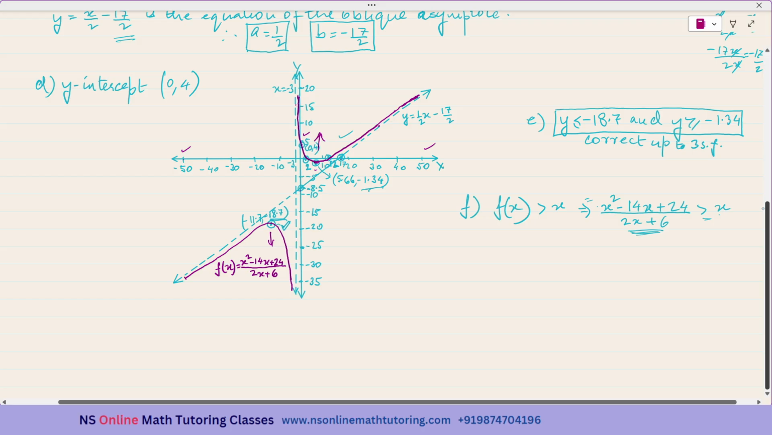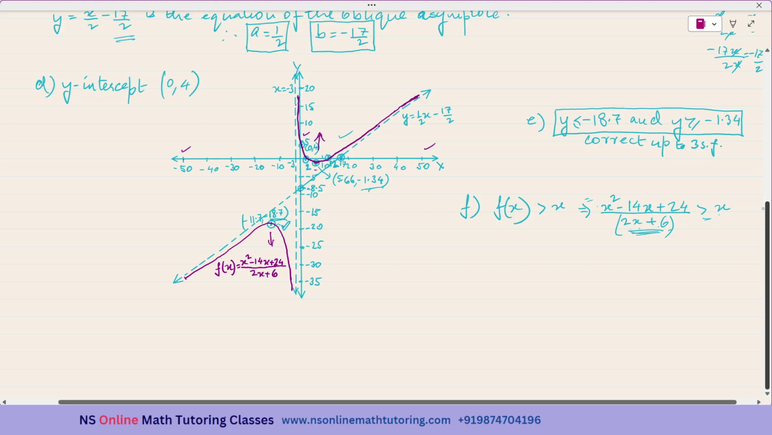So if x has a value of, say, negative 10, 2 times negative 10 is negative 20, plus 6 is equal to negative 14, which is a negative number, which is less than 0. And if we multiply the inequality by a negative number, the inequality sign gets changed. So we cannot take the multiplier as 2x plus 6.